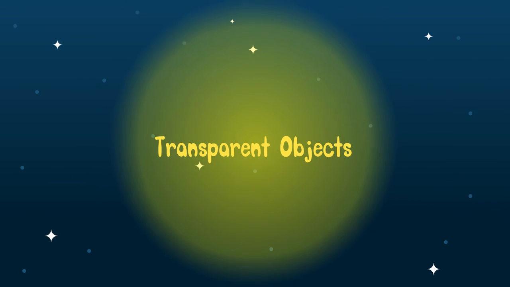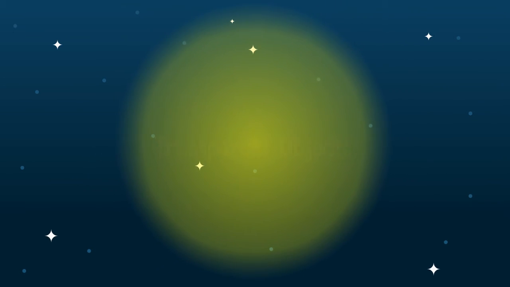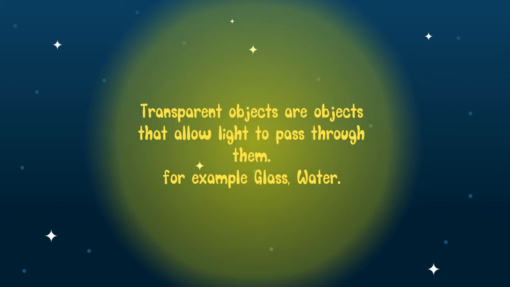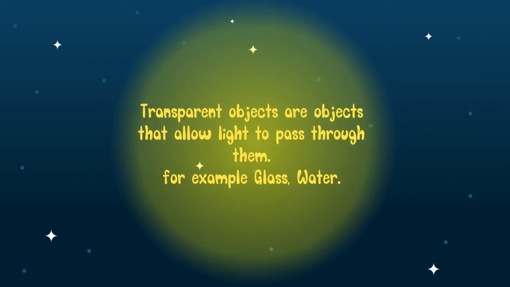Transparent objects. Transparent objects are objects that allow light to pass through them. For example, glass, water, etc.